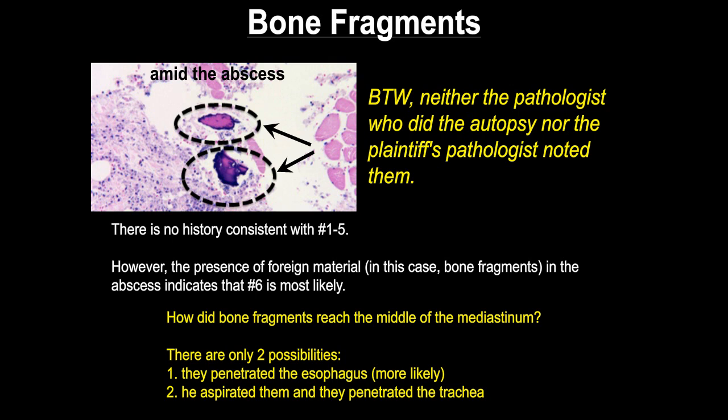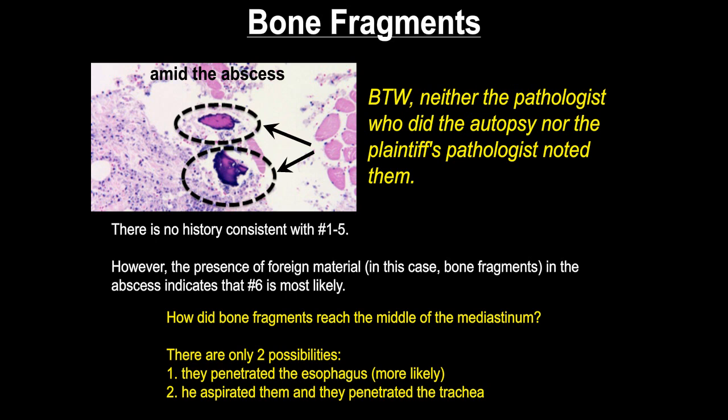So there was no history consistent with any of the different kinds of situations that are usually seen with mediastinal abscesses. The presence of foreign material, in this case bone fragments, and I can't tell on the basis of the morphology of the bone what the source of them was. It's just not the person's own bone. They could be fish bones, they could be chicken bones. The lawyer who retained me likes to call me the chicken bone doctor because of this, but they could have been anything, bones from any foreign source.